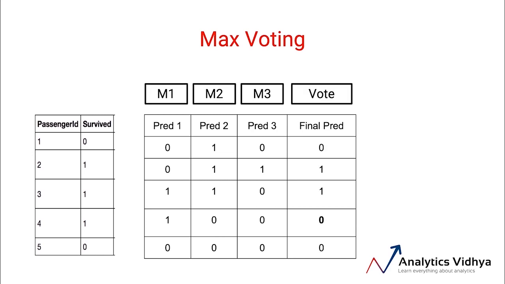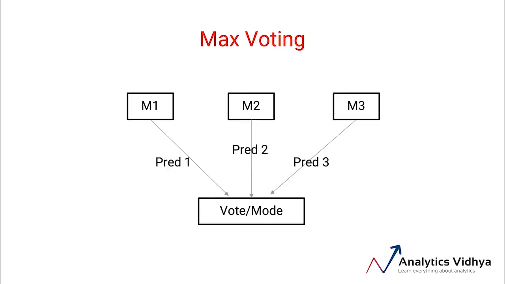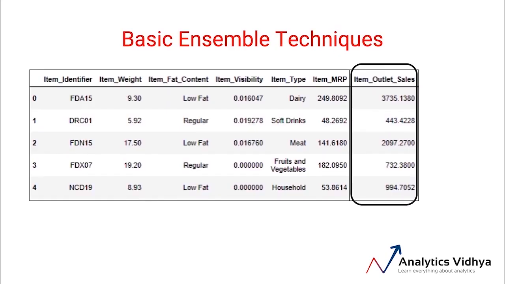So here in this case, for example, for passenger 1, 2 of my models said that the passenger would not survive. So my final prediction is 0. On the other hand, for passenger ID 2, since model 2 and model 3 were saying that the passenger would survive, I'll make my final prediction as 1. So max voting is the way in which I take the outcome from individual models and just take a vote. Now this cannot apply for a regression problem, where I have to actually predict a continuous variable.